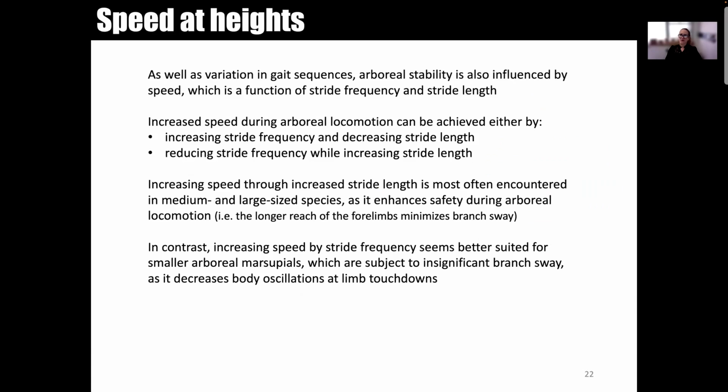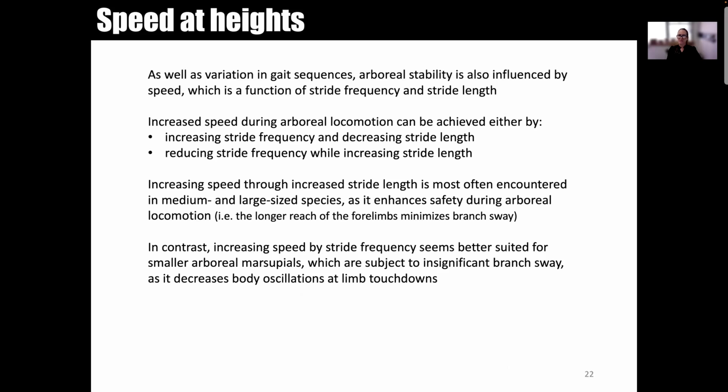As well as variation in gait sequences, arboreal stability is also influenced by speed, which is a function of stride frequency and stride length. So increased speed during locomotion can be achieved either by increasing stride frequency and decreasing stride length, or the opposite of that, reducing stride frequency and increasing stride length.